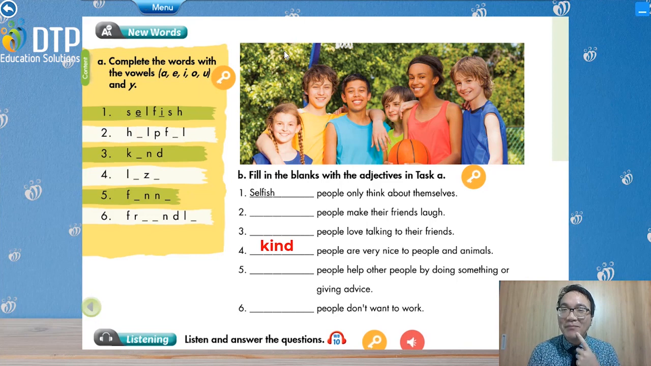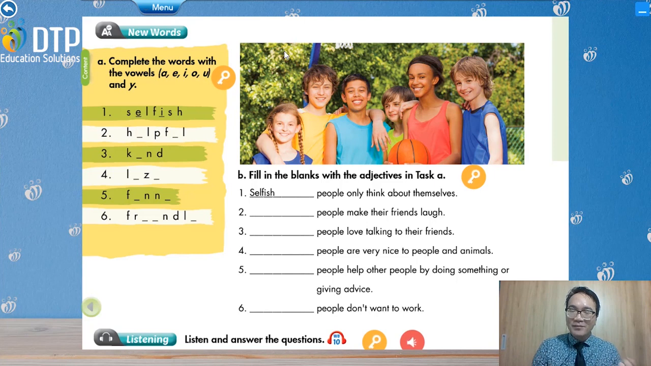Yes, you can guess by looking at my mouth, right? Helpful. And the last one, people who don't want to work. Lazy. Chúng ta ôn lại nhé. Selfish là ích kỷ này, helpful là hay giúp đỡ này, kind là tốt bụng này, lazy là lười biếng lười nhác, funny vui tính và friendly là người thân thiện.